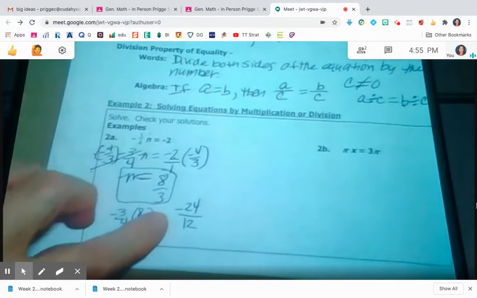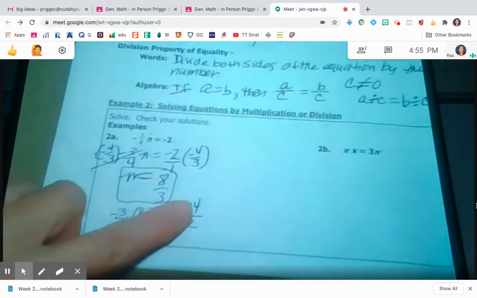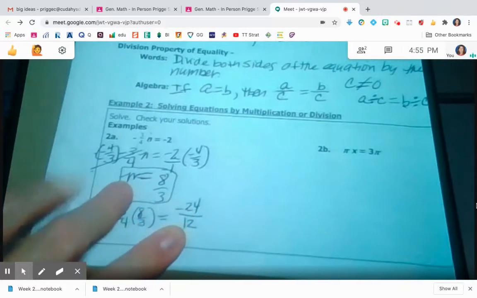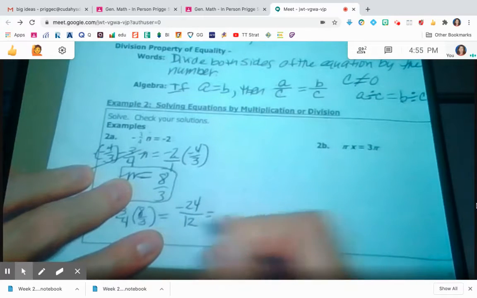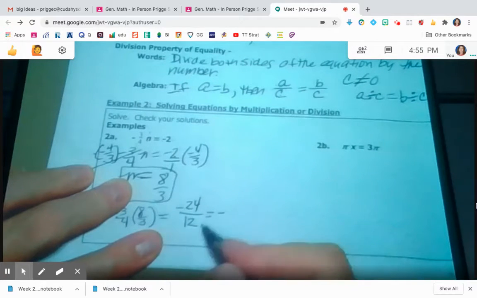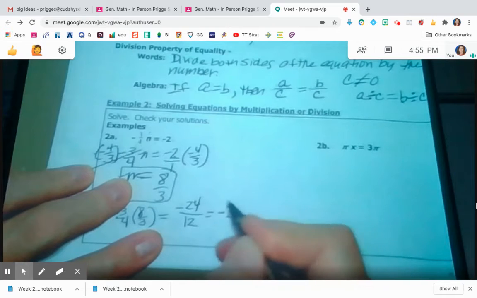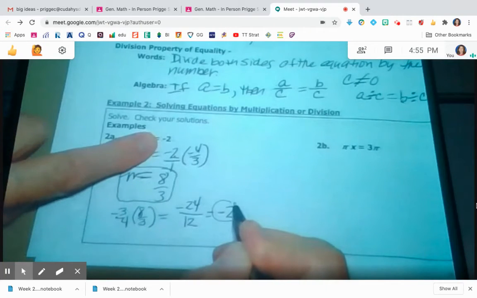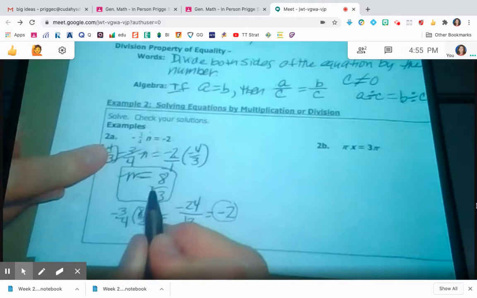Remember, this is now a division problem. Negative 24, does it divide by 12 evenly? It sure does. Negative divided by a positive gives me a negative answer. 24 divided by 12 is 2. That's what I should have for my answer. So I know this is correct.